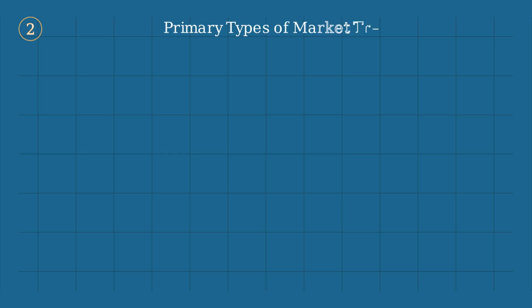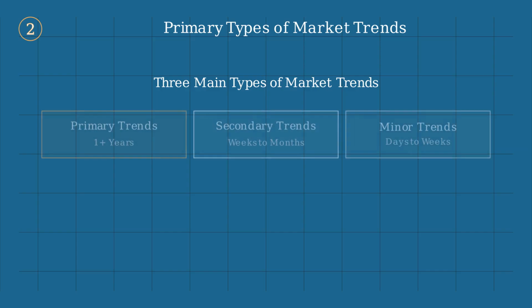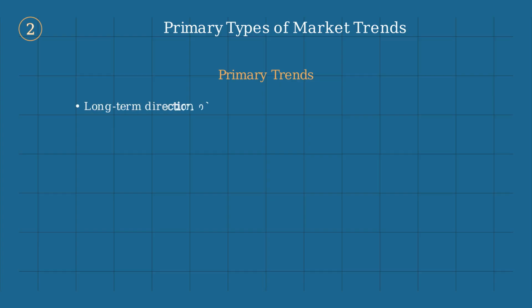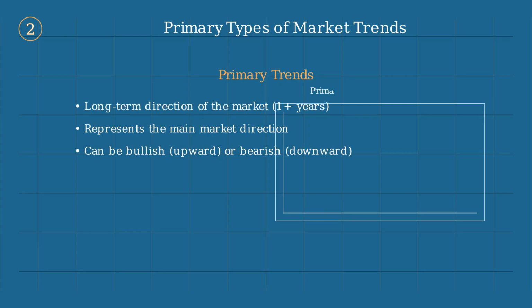The market demonstrates three primary types of trends, each occurring over different time frames. Primary trends represent the long-term direction of the market, typically lasting 1 year or more. These trends show the overall market sentiment and direction. A primary bullish trend shows a persistent upward movement over time, with higher highs and higher lows. Primary bearish trends show the opposite pattern with lower highs and lower lows. Primary trends reflect fundamental economic factors and market sentiment shifts over extended periods.